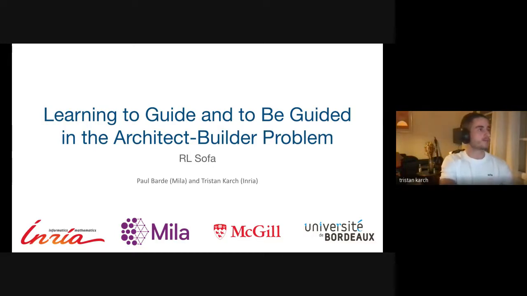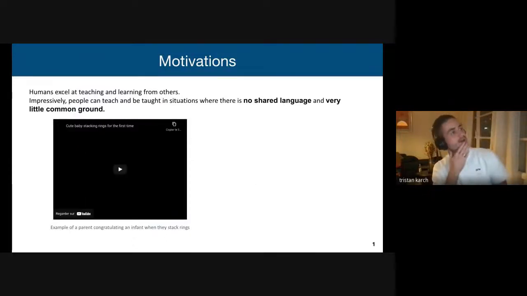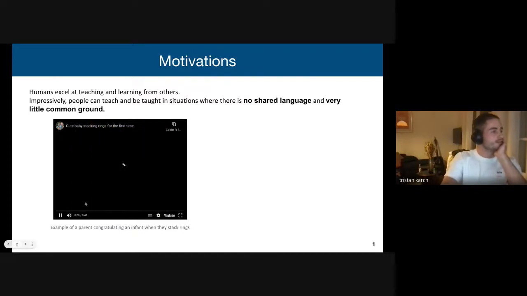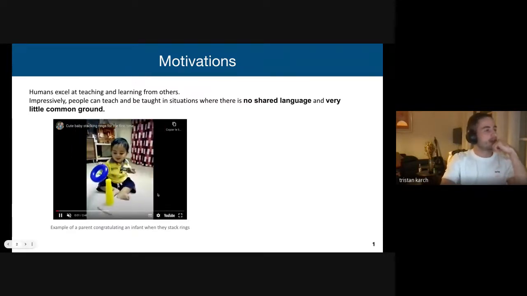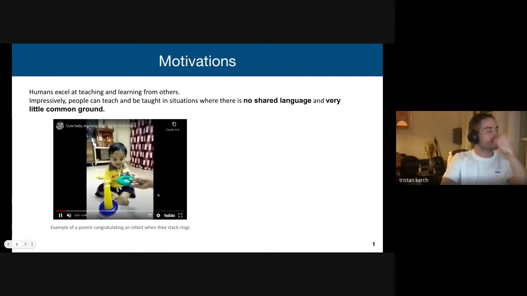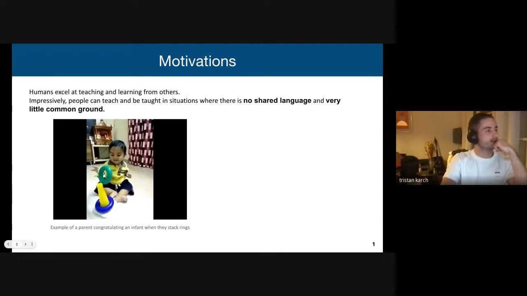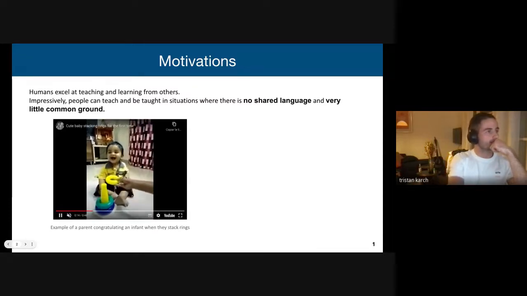To start with, I'm going to start with humans. Humans are really incredibly good at teaching and learning from others. And what's impressive is that they can do so in contexts where there is no shared language and very little common ground. Here you have a small video of a child who's learning to stack objects, and because he is congratulated by a social partner, his parent, he manages to correctly stack these objects.